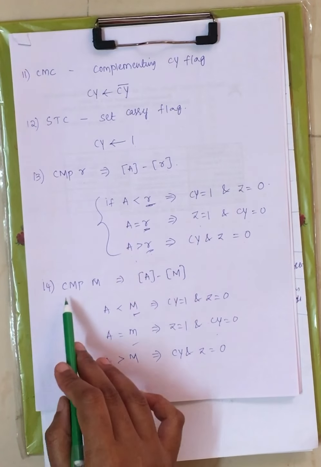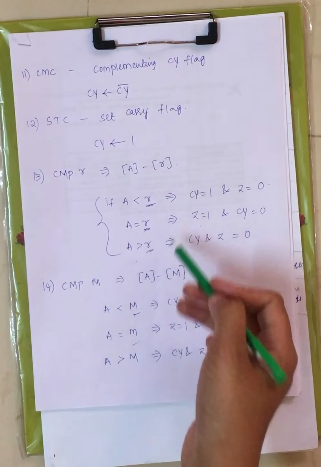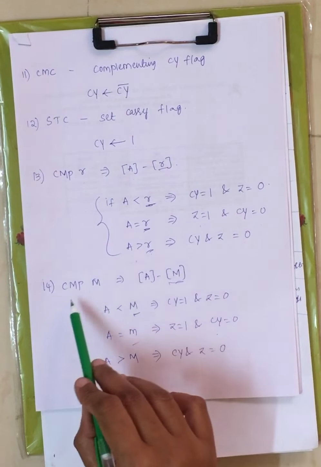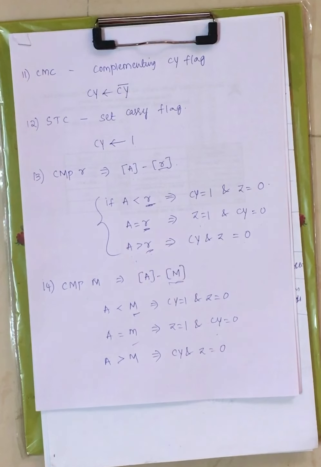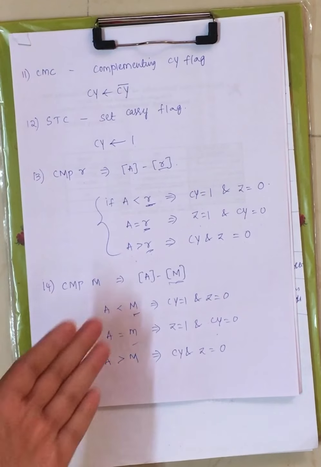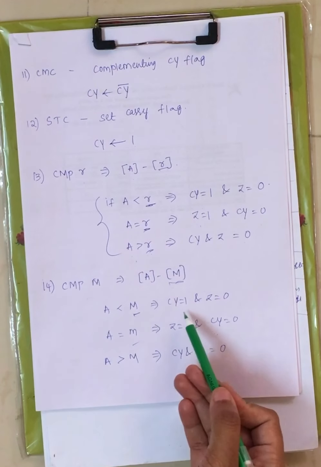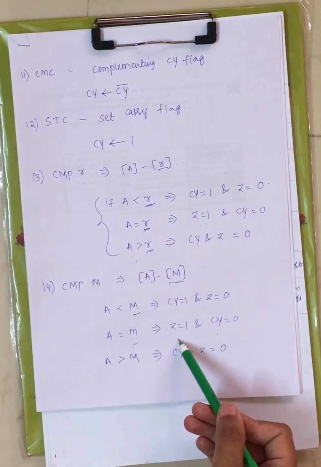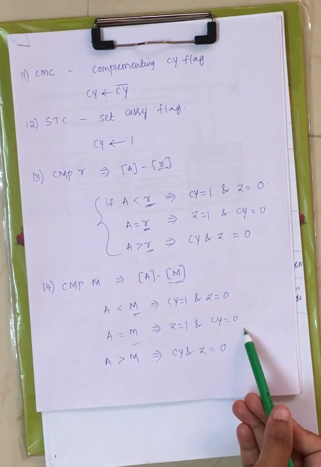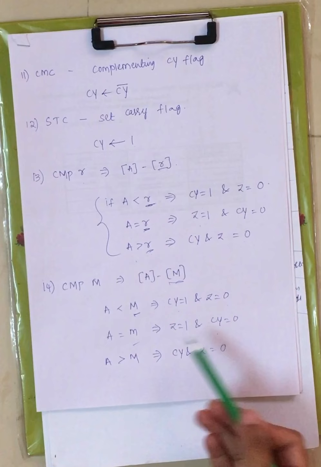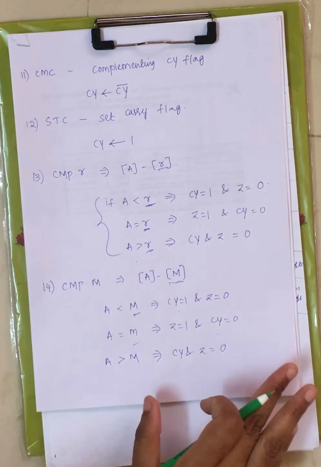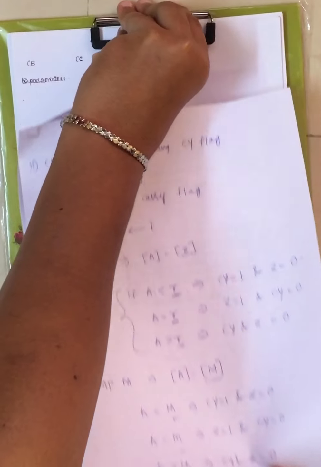reset, right? Now the same thing; the only difference between these two instructions is, here it is a register, here it is a memory location. CMPM will compare the contents of the accumulator with the contents of a memory location, right? If it is less than, the carry flag is set, the 0 flag is 0. When it is equal, the 0 flag is 1 and the carry flag is 0. When it is greater than, carry and 0 are 0, right? Now this is about your 14th instruction, right?